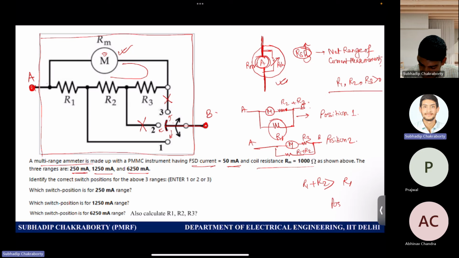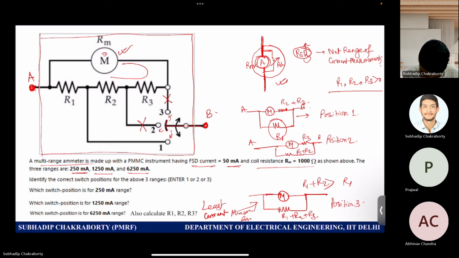And in position 3, what will happen? Complete meter is there, and then total resistance R1 plus R2 plus R3 comes in parallel. So your shunt path resistance is much more than the previous 2. So this is the least current carrying position. Least current measurement I can write for position 3. So whom will you allocate these to? What range?